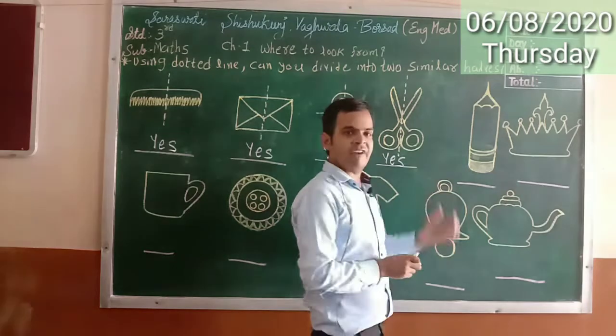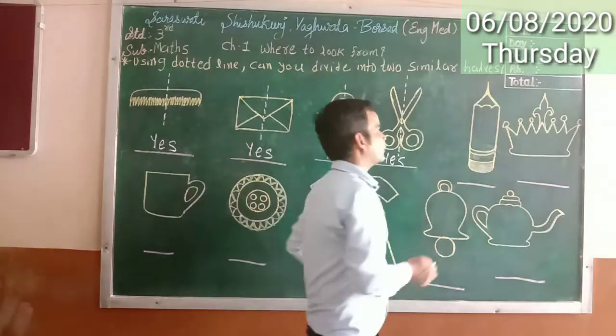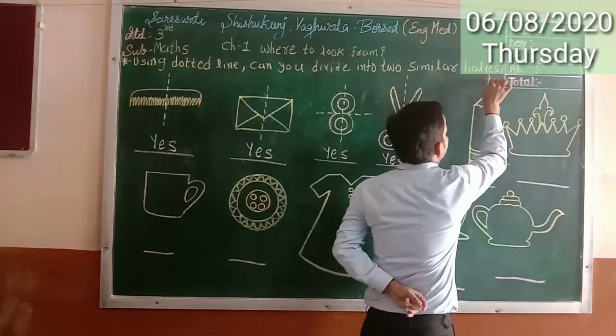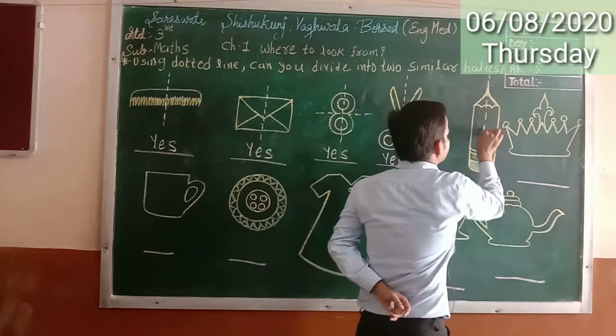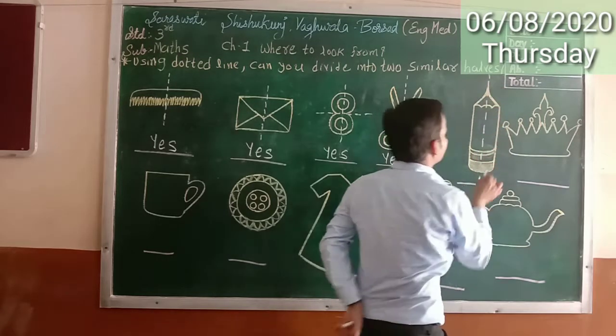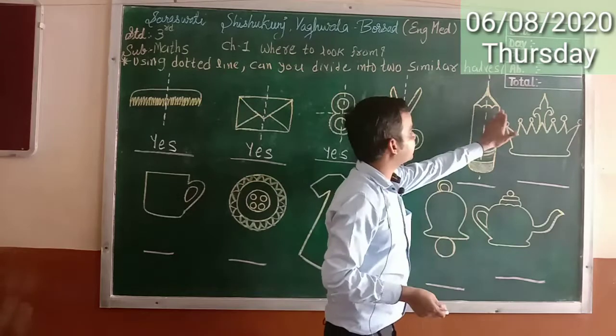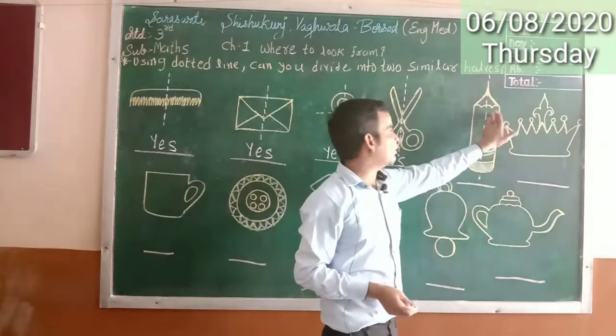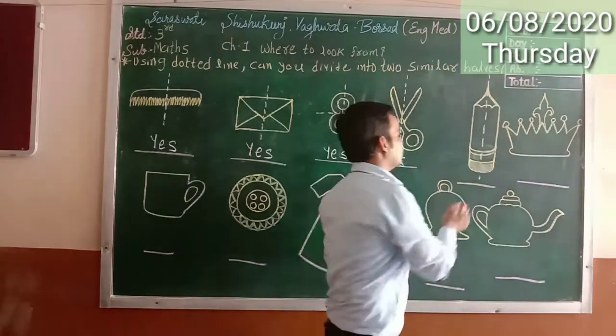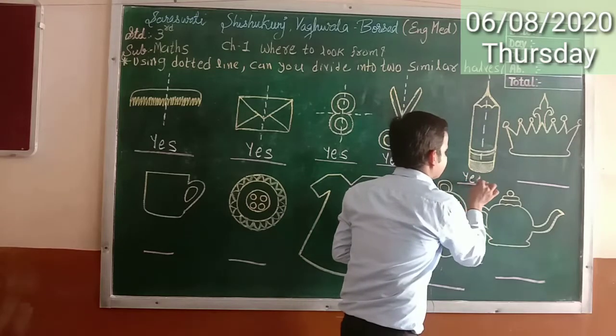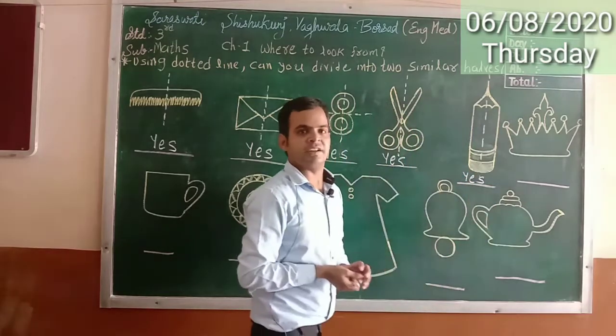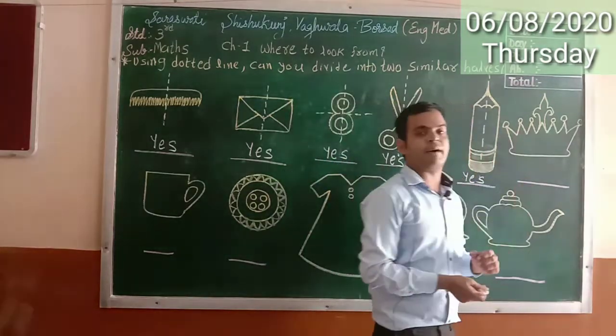Okay, now let's divide this pencil using a dotted line. So here if you observe, both sides are equal or similar halves. Okay, so here our answer is yes. Okay, now next one is crown.